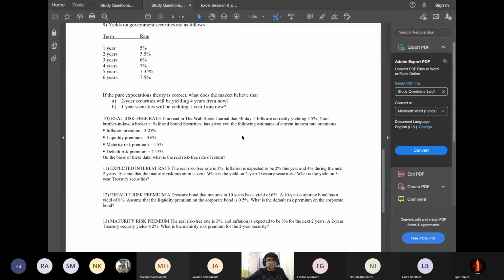Real risk-free rate. You read in the Wall Street Journal that 30-year T-bills are currently yielding 5.5%. Your brother-in-law, a broker at Safe and Sound Securities, has given you the following estimates of current interest rate premiums: inflation, liquidity, maturity, and default. On the basis of this data, what's the real risk-free rate of return?